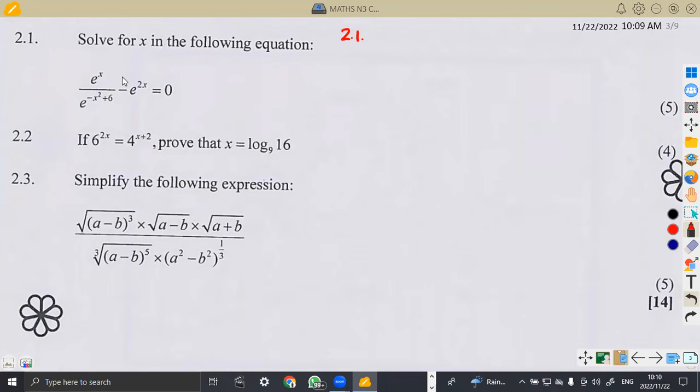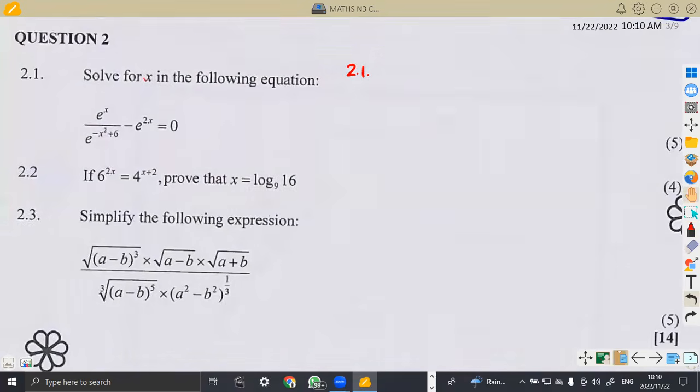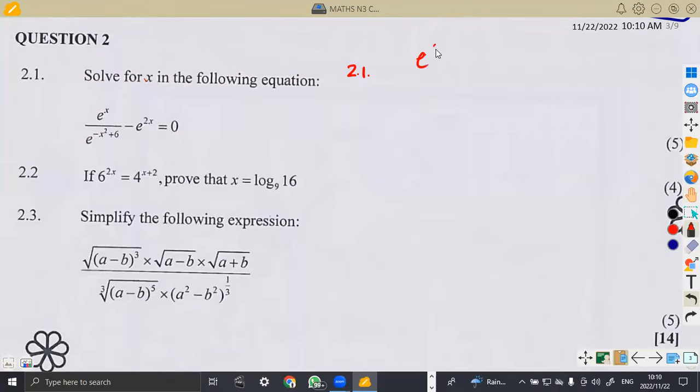So there were so many ways for you to rearrange everything so that you end up with an equation. But at the end, we are going to obtain the same answer. Okay, so what you can do, you can transpose. We had e to the exponent of x over e to the exponent of minus x squared plus 6 equal to, we can transpose the minus here to the right-hand side so that it can be positive, e to the exponent of 2x.